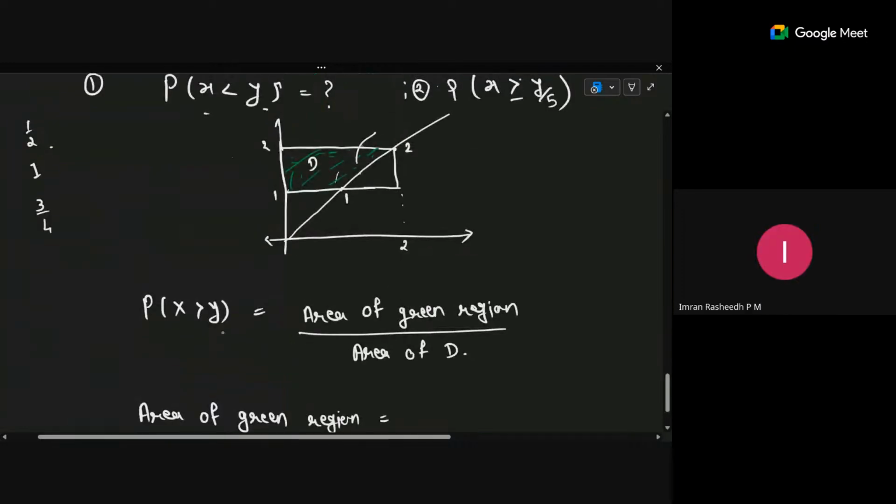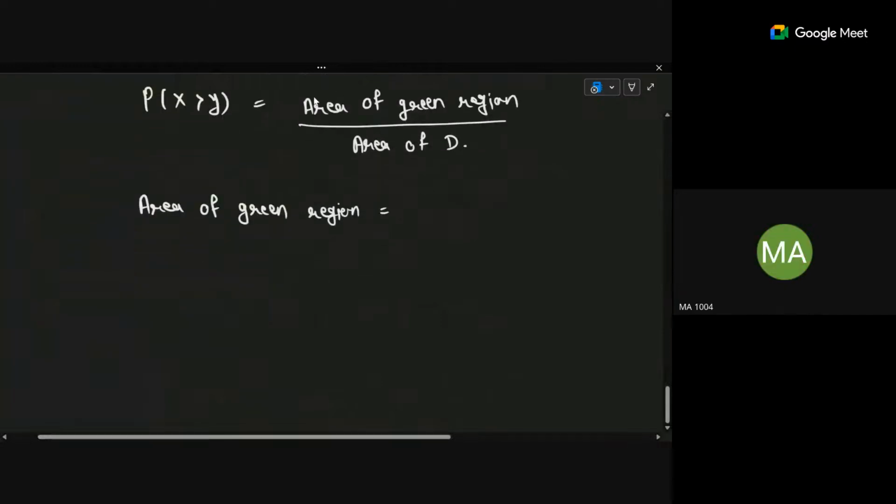Area of rectangle plus area of square. Probability of x less than y. Yes.